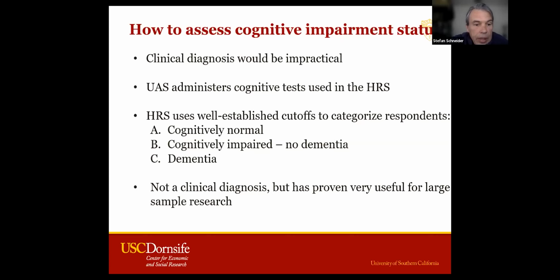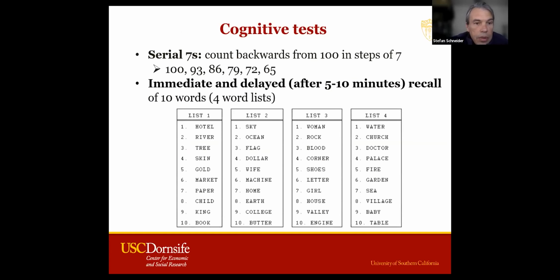And I really want to emphasize this is not a clinical diagnosis, but it has proven very useful to look at prevalence rates of dementia and mild cognitive impairment and so forth in large sample research. So we wondered, could we replicate what they did in the UAS?